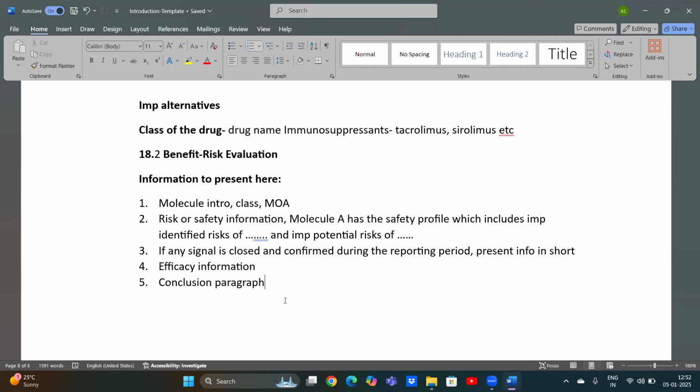See how you are concluding: you evaluated the safety parameters, all the risks and everything. You didn't find any new information, right? You presented the benefit information, all clinical trial efficacy data or post-marketing effectiveness data, everything.